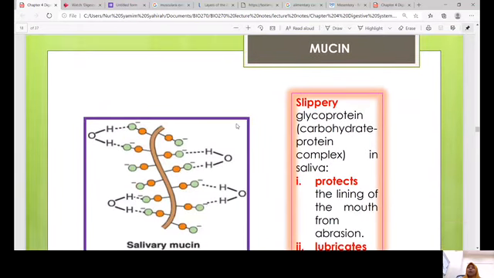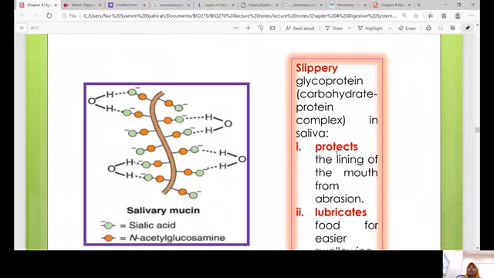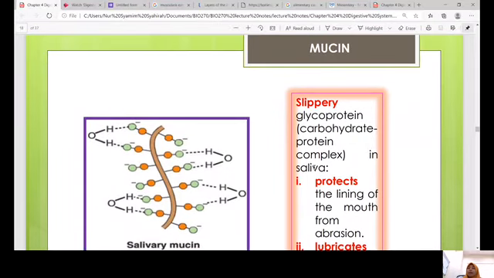Okay, another part you must know is about mucin. This mucin is also contained in your salivary gland, in your saliva. So what is mucin made of? This mucin is composed of carbohydrate and protein. That is why it is called a glycoprotein component. Glyco, from the word glyco, means carbohydrate. Protein means protein. So mucin is made up of carbohydrate and protein. So it is a carbohydrate-protein complex. This mucin can be found in saliva.